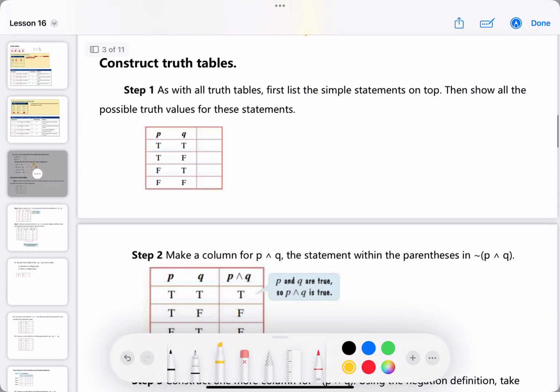Okay, let's see the next example. Construct a truth table. If I want to construct a truth table, step 1, as with all truth tables, first list a simple statement on top. Then show all the possible truth values for this statement. For example, I talked about this in this video. When P is true, Q may be true or false. When P is false, Q may be true or false. So we list all the possible truth values for the statements.